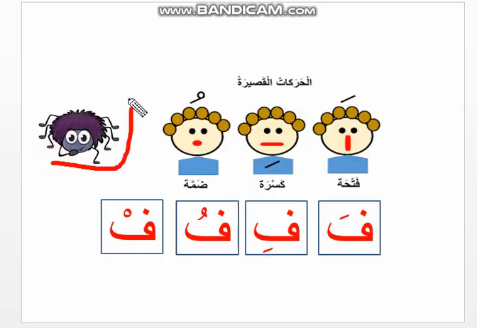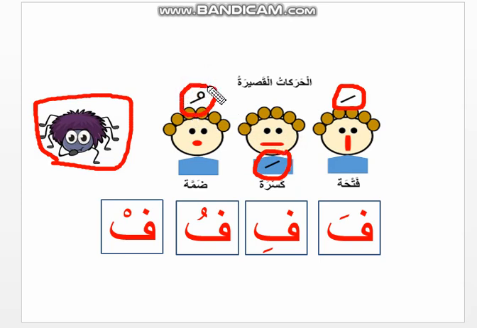Oh, مرحبا عنكبوت. عنكبوت brings the sounds with him. The first one here is A. A. The second one is E. E. The third one is U. U.